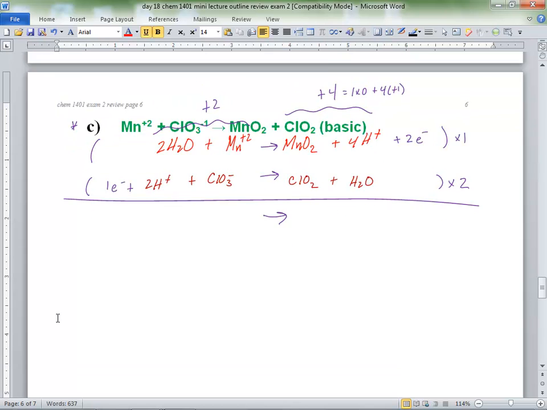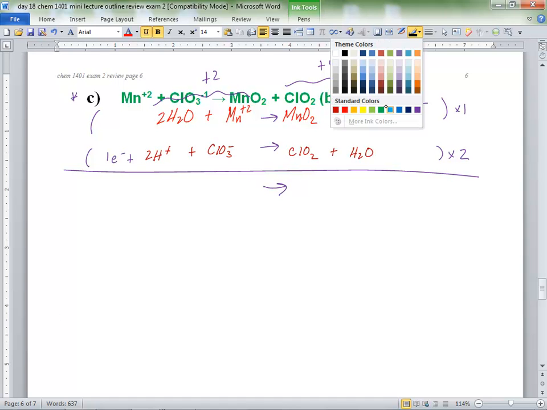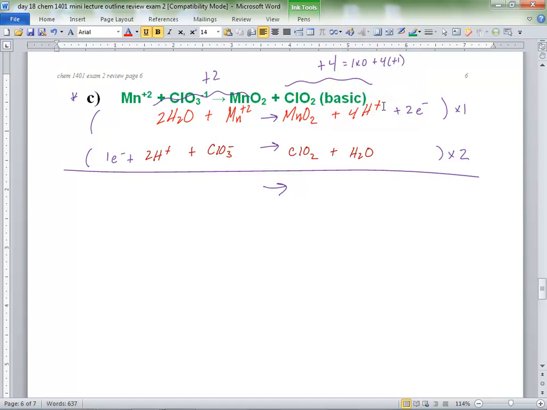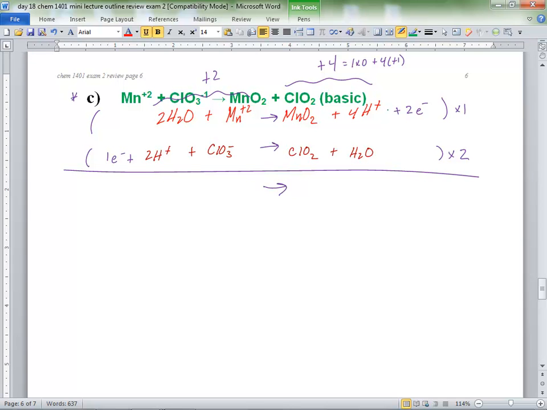Now remember you're in basic here, so you have some extra work to do. Let's add the top part first. 2 H2Os.